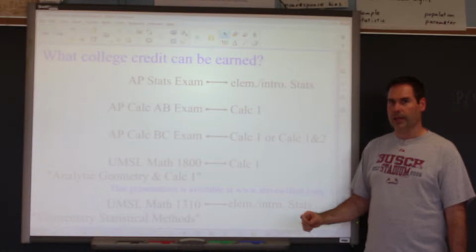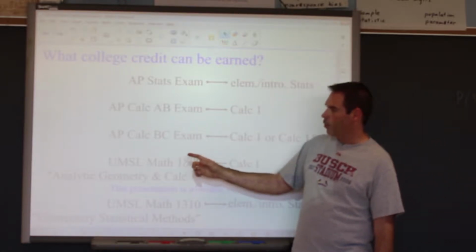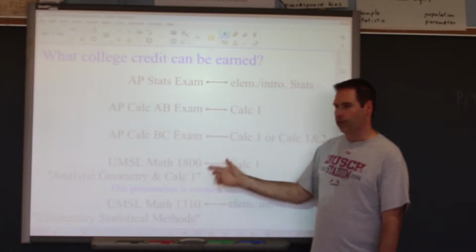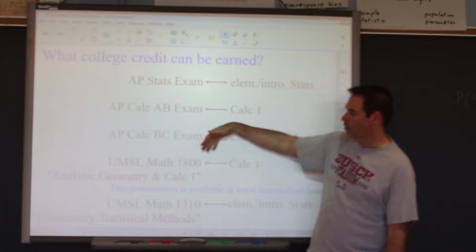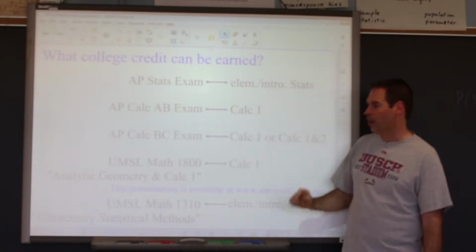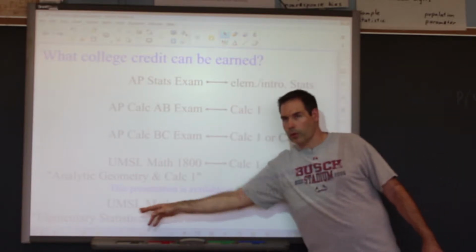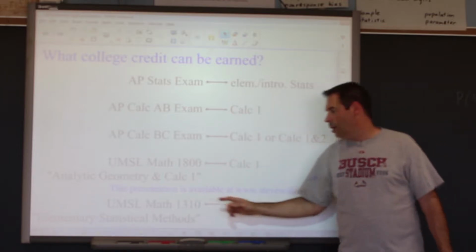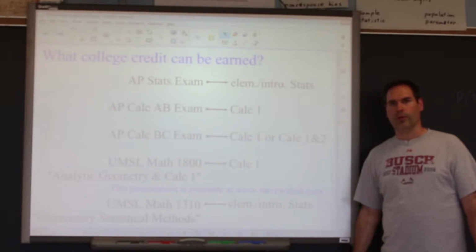Currently this year, the Calc 1 course for Calc AB is not through UMSL, it's through Lindenwood. And that's Mr. Brown that's handling that this year. But generally, we're using UMSL for Math 1800, and that would just be Calc 1. If they're taking statistics, then UMSL's course is called Math 1310, Elementary Statistical Methods. And that, again, would generally equate to either an elementary or introductory stats course in college.